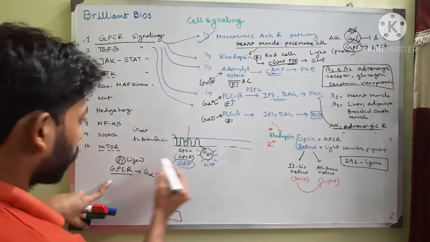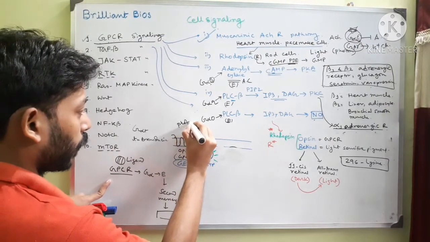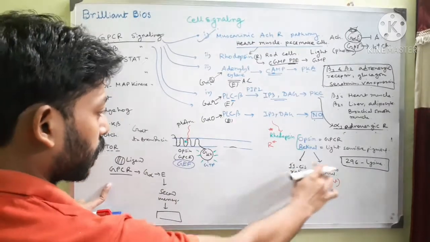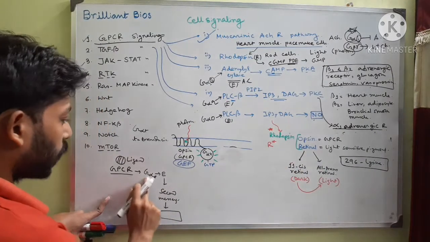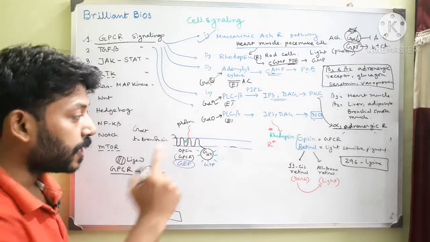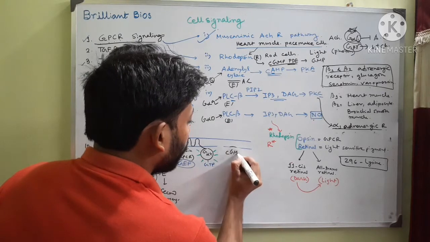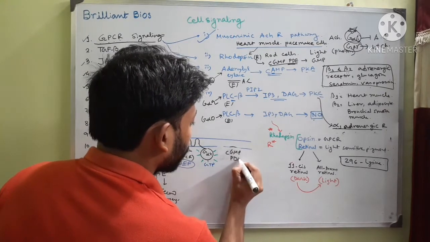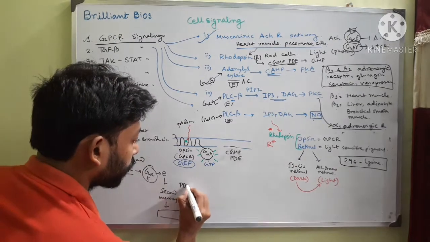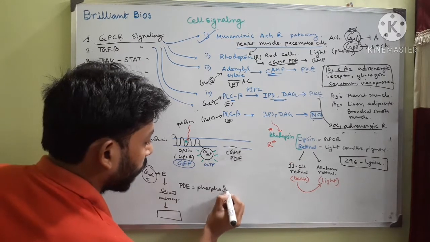The same is true here. Here the ligand is the photon that falls on this rhodopsin, meaning opsin and retinal change their conformations, then it activates the G alpha, in this case T, then it activates the effector. In this case the effector is called cGMP PDE. The full form of PDE is phosphodiesterase.